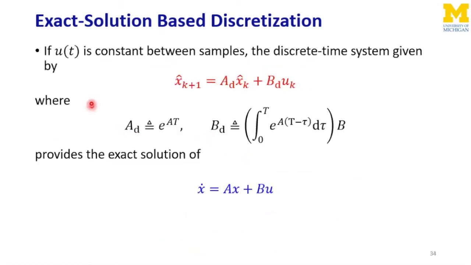So in the special case where the input u(t) is constant between the samples, the discrete time system given by this equation, where Ad is equal to the exponential e to the AT and Bd is equal to this term, provides the exact solution of the continuous time system, x dot equals Ax plus Bu, at the sampling instant.